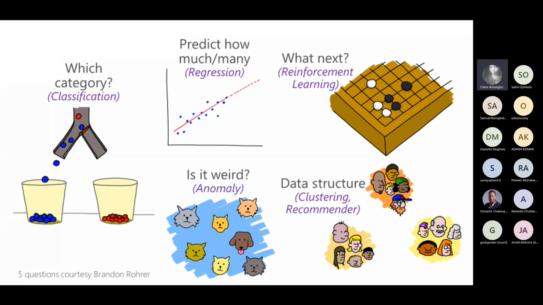Our last question AI answers is data structure. It groups people together, or maybe you can call it a cluster. A perfect scenario where you're going to see this kind of clustering is on any e-commerce site. Maybe you bought a set of shoes today. When you go back the next day, it's going to tell you that customers who bought this set of shoes also bought this set of clothes.